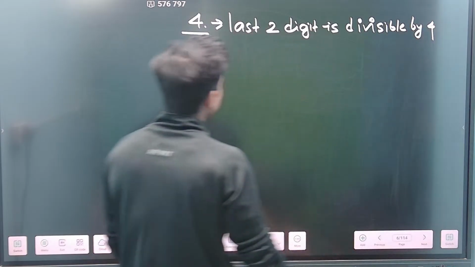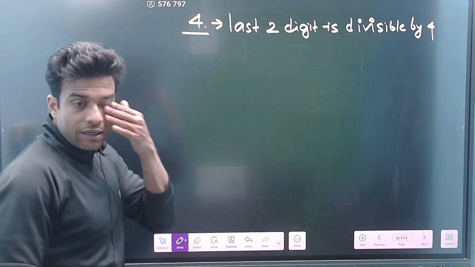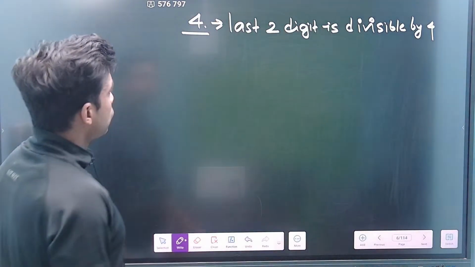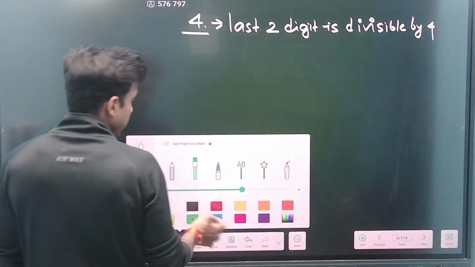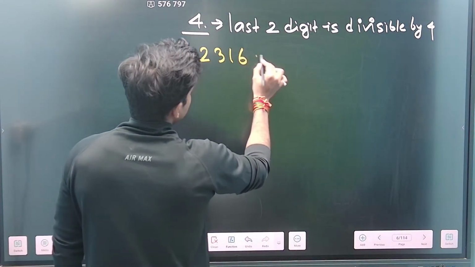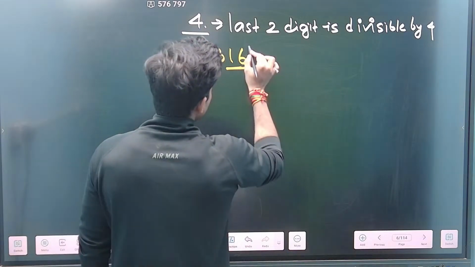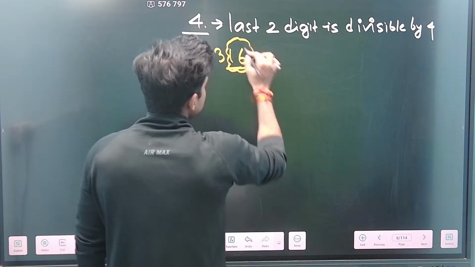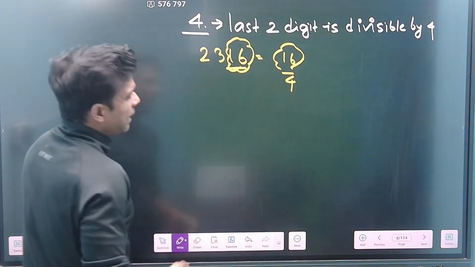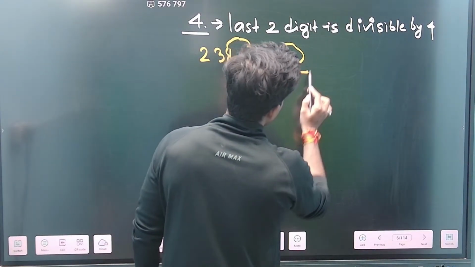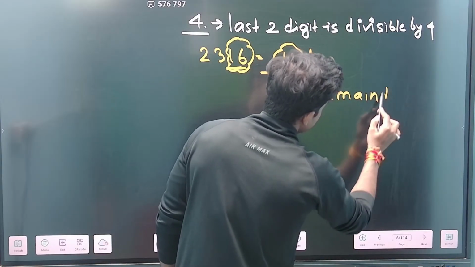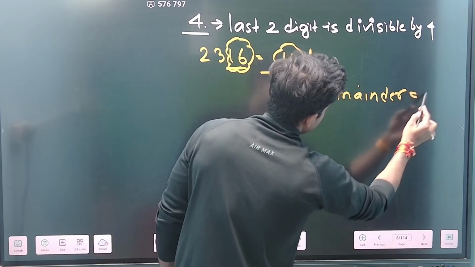For example, suppose you can take any number and look at the last 2 digits. Suppose I take 2316. Now in 2316, if you see this 16, I only need to check 16. If 16 is divisible by 4, then the whole number is divisible by 4. And correct, 16 is divisible by 4, and you are getting remainder 0.